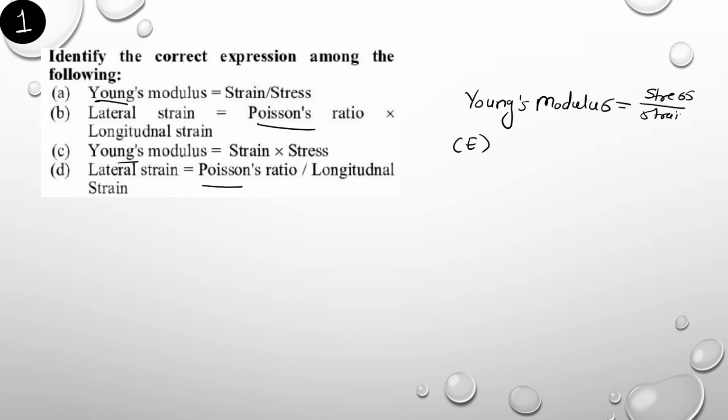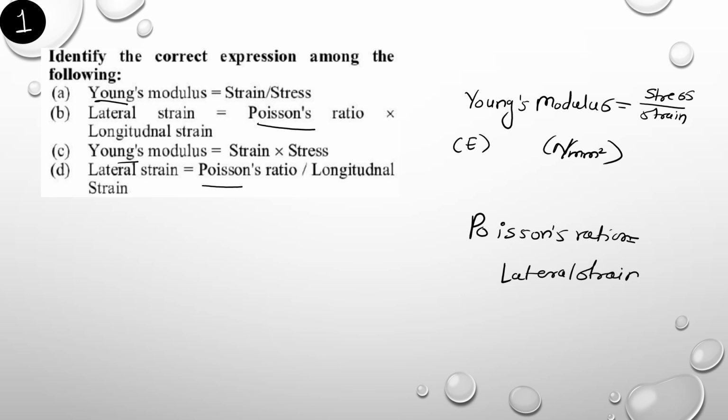The formula is stress by strain, and the unit is Newton per mm square. This is the unit for Young's modulus. Then the next formula is about Poisson's ratio. Poisson's ratio is nothing but the ratio of lateral strain to longitudinal strain.